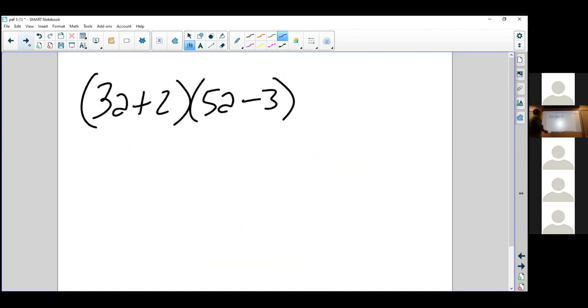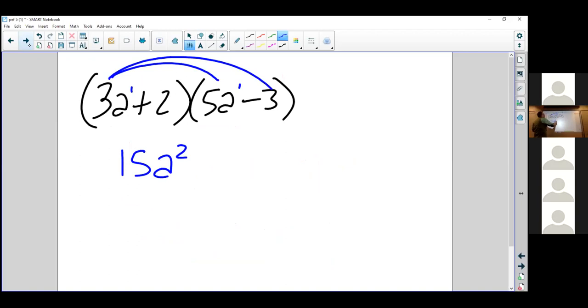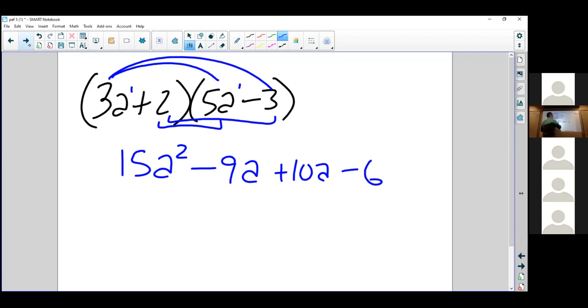All right, next problem. So now we've changed the variable. We've changed it to a. A works the same way as x does. So I'm going to go 3 times 5, which is 15. Those are a to the first. And then a times a is a to the second. And then I'm going to go 3a to the first times -3, which is -9a. Then multiply 2 times 5a, which is going to give me +10a. And then 2 times -3 is -6.